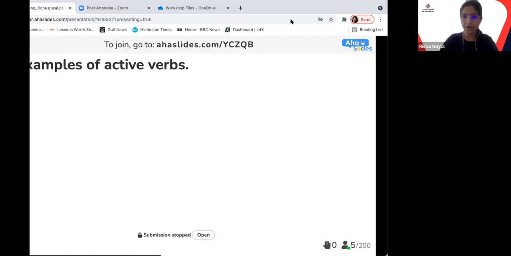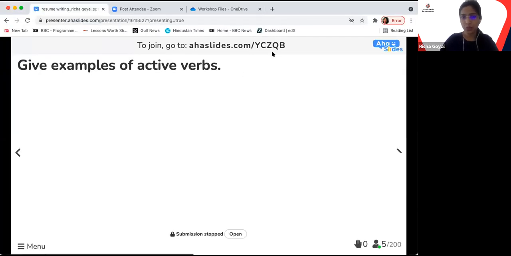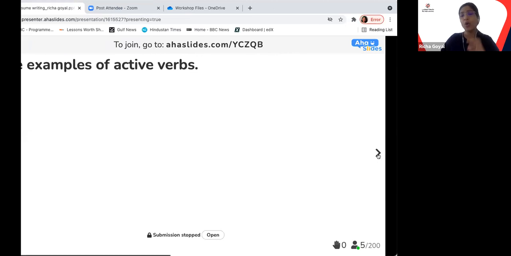Okay. All right. So this code is there in each slide. It's fine. So give examples of active verbs. Okay, no examples. Verbs are action words, as you know. And on your resume, in your experience section, you should use strong verbs. Don't say responsible for, don't say was part of a team, don't say was responsible. Try to use verbs which are active and not passive.